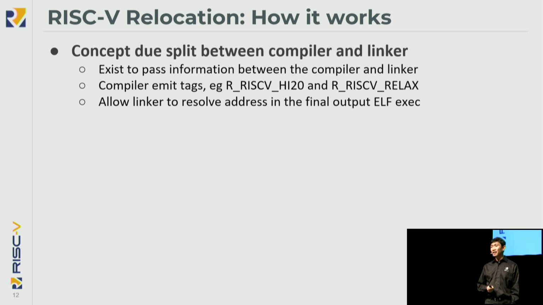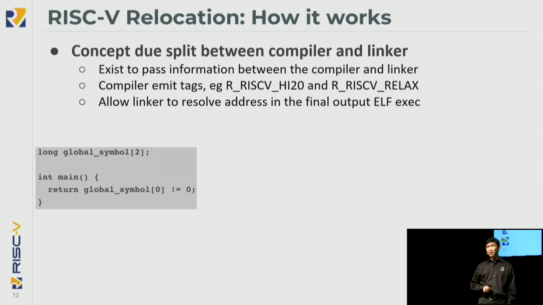The way this is done is that during compile time, because the compiler doesn't know, let's say, the address of a global pointer, it simply emits a tag that allows the linker to resolve that address for the final executable output. Here is an example of that. I have a global variable called global_symbol, and then I have a main.